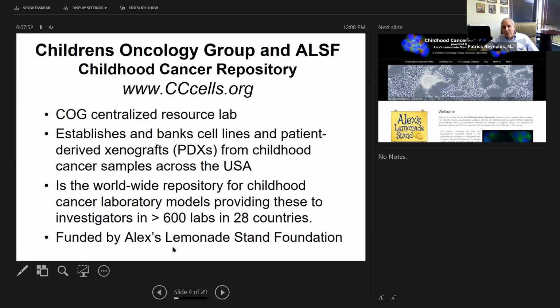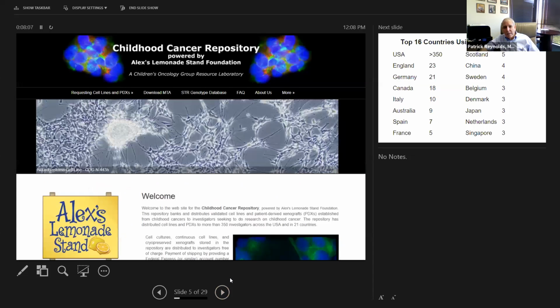And as I mentioned, it's generously funded by Alex's Lemonade Stand Foundation, so that people requesting these models can simply provide a FedEx number or something that covers shipping, and there's no other costs involved for them to get the models from the laboratory into their laboratories.